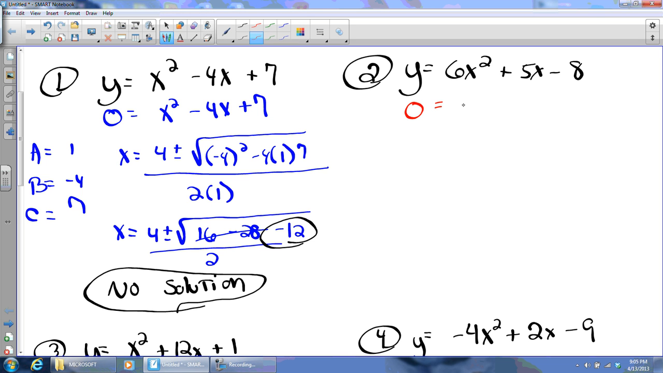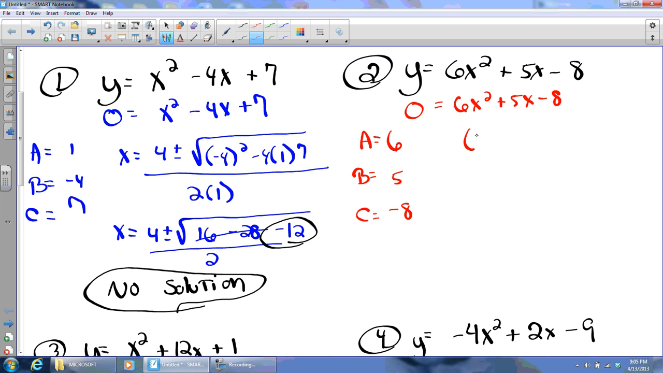Set y equal to 0. 6x squared plus 5x minus 8. Look for a, b, and c. It'll be easy as 6, 5, negative 8. And if you want, you can check the discriminant first to make sure there are solutions before you do any other work. That's what we were doing on the graphing problems, where we're just solving. It's not quite as imperative, but there's nothing wrong with doing it.